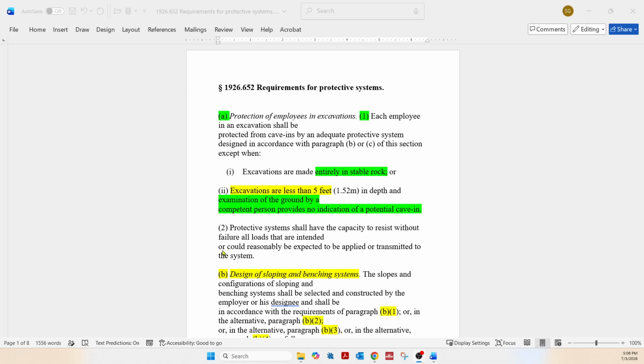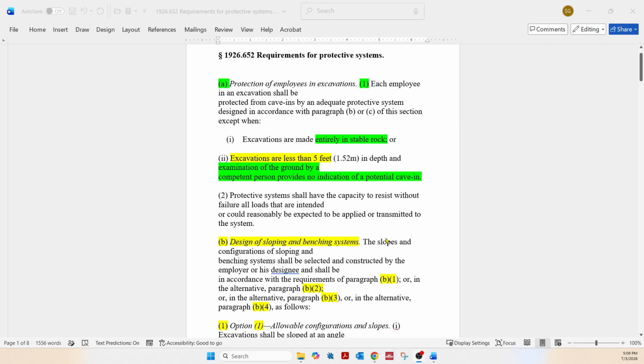Okay, now paragraph B. Oh, there it is. The question is paragraph B, design of sloping and benching systems. The employer is required to configure slopes or benching systems in accordance with the requirements of paragraphs B1, B2, B3, or B4, B1 through B4. Can you find and describe these four options? Now that's a question. Here they are, right here.